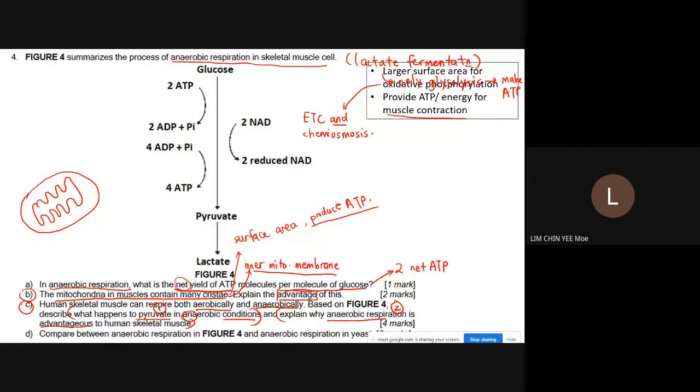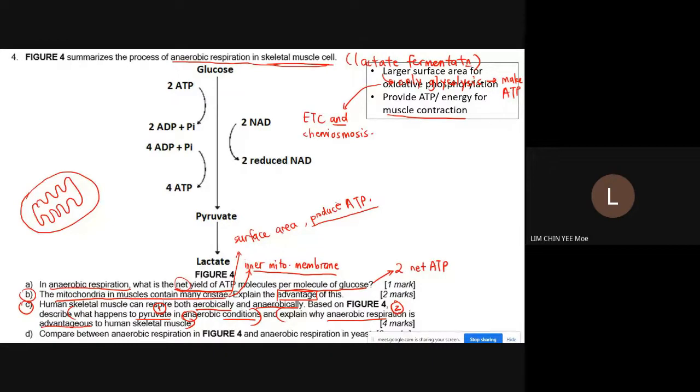Right, first, kalau anaerobic conditions, what happened to the pyruvate? Pyruvate tu macam mana? Kalau skeletal muscle, okay, we are not talking about alcohol fermentation. We focus on lactate fermentation. So first, pyruvate tu macam mana kalau dalam anaerobic conditions? Reduced by NADH to lactic acid. Hebat Jordan. That's it.